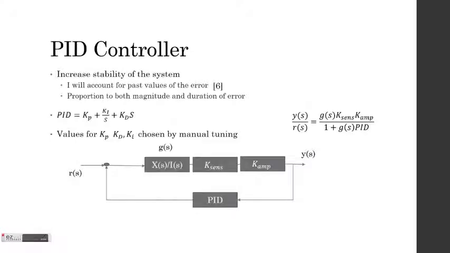The PID controller uses all components of PID. It calculates the error continuously. For the PID, I used values chosen by manual tuning. As you can see, there is a model of the PID controller and the transfer function is shown on the right. For the manual tuning, the system was continuously updated.